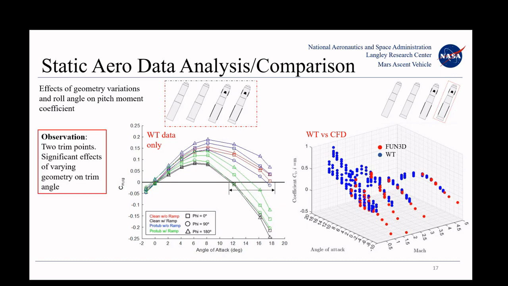And so I've already explained that. Two main observations: that there are two trim points, and you can see there's significant effects of varying geometry on the trim angle of attack. So adding ramps or playing around with the vehicle ramp does play a big role in trimming conditions. And with that kind of data, it can support future designs, whether or not we want to add a ramp, or want to investigate or invest in doing case studies on how the ramp affects the trim conditions at higher angle of attack.